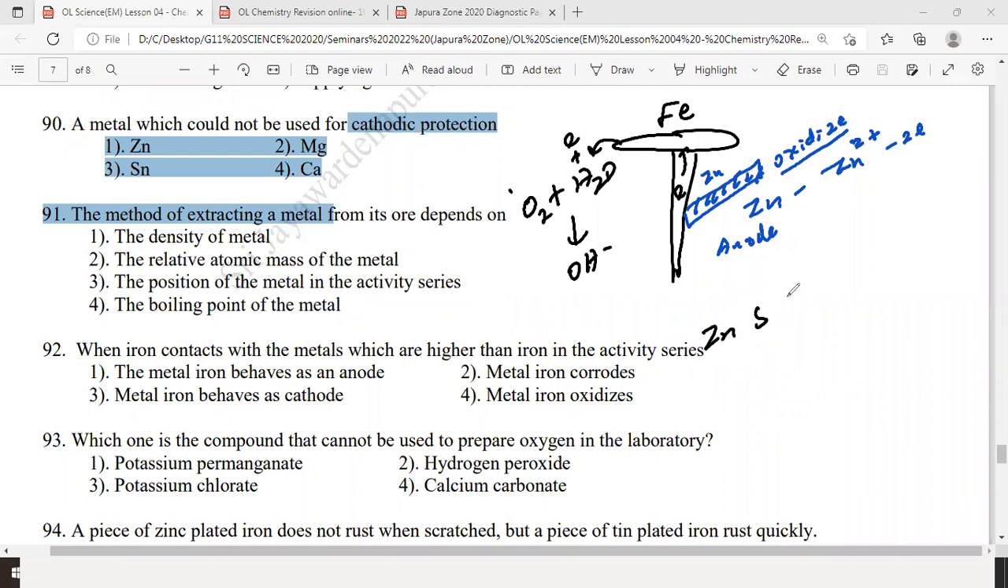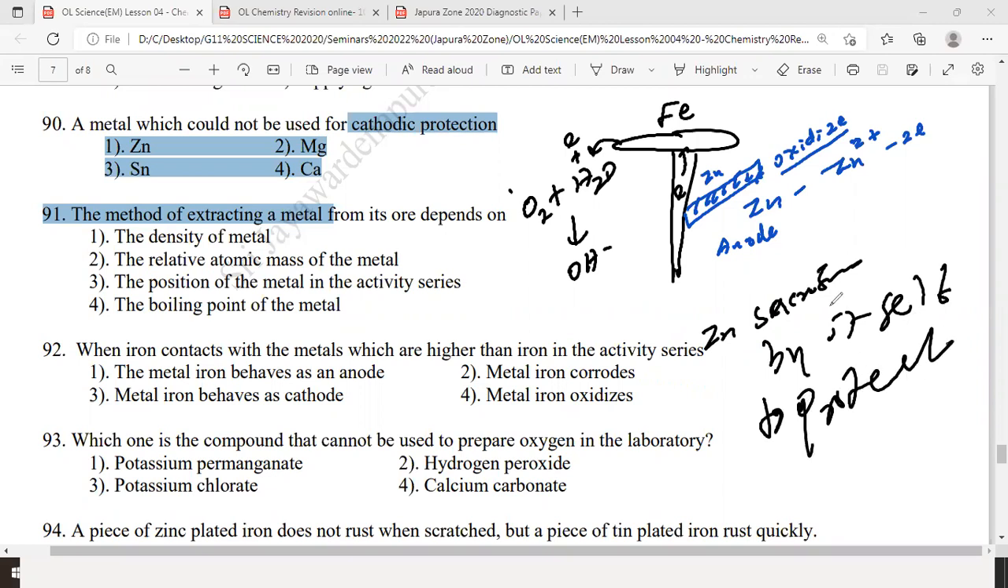Zinc sacrifices itself to protect iron from rusting. That is why zinc is called a sacrificing metal. Zinc acts as a sacrificing metal. This method of protecting iron from rusting is called what? Galvanizing.